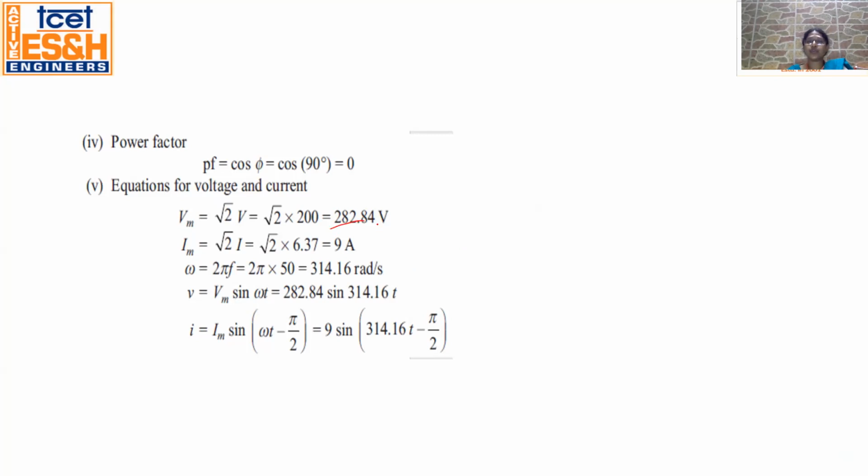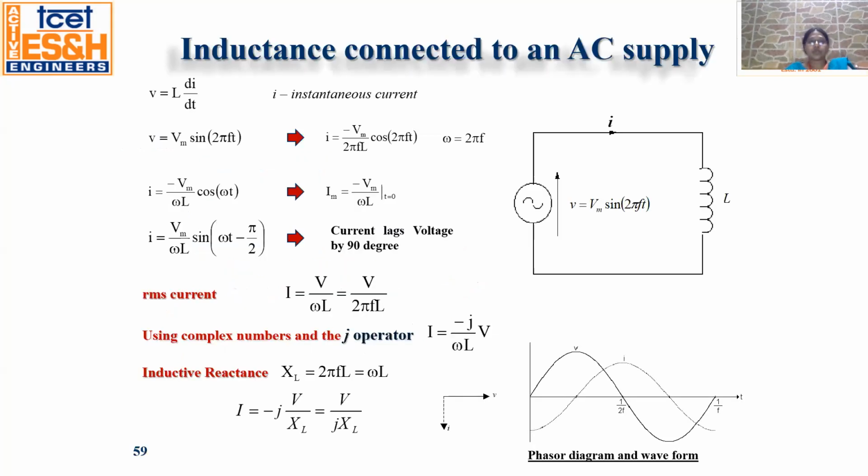Vm is equal to 282.84, Im is equal to 9, omega is equal to 314.16 radian per second, and this is the equation of V and this is the equation of I. You just write the numbers which you obtain from the calculation. In place of Im you write 9, and in place of omega you write 314.16. So this is the solution for a circuit which has a pure inductor.